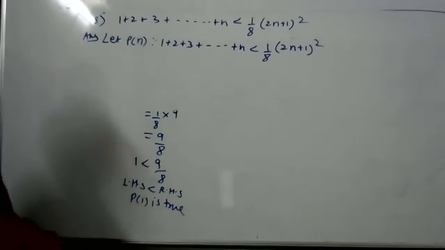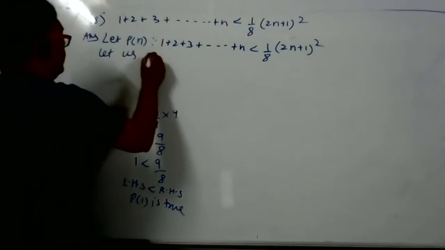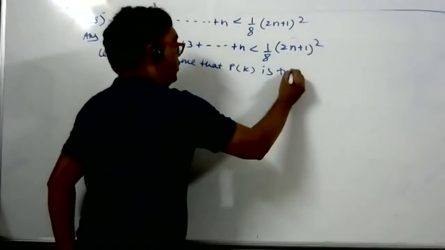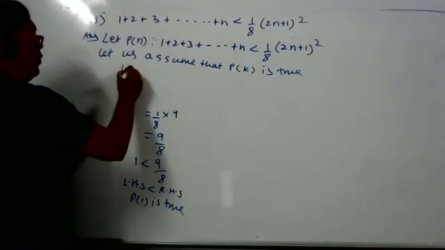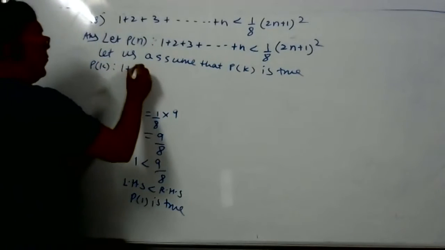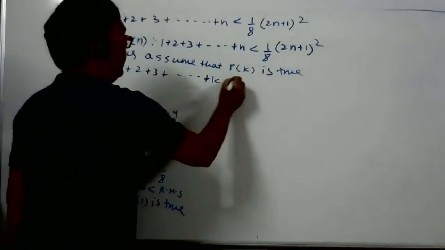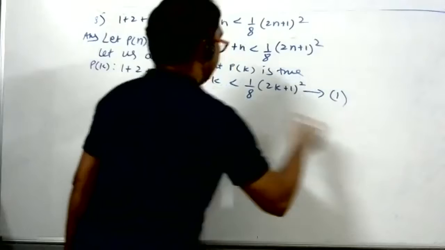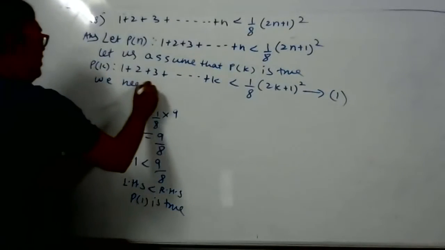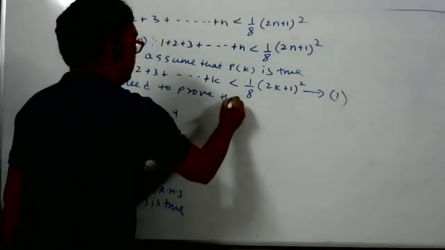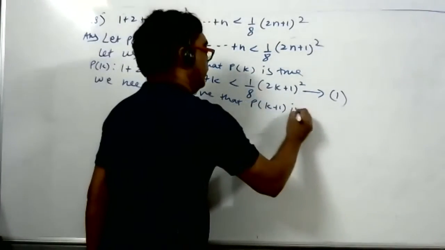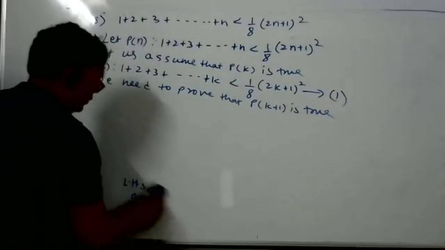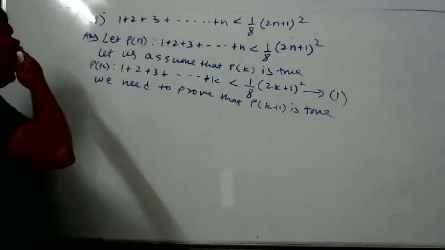Now we'll assume, let us assume that P of K is true. So what is P of K? In the place of n, write K. P of K: 1 plus 2 plus 3 plus ... K less than 1 by 8 (2K plus 1) whole square. This we know. We need to prove that P of K plus 1 is true. Now what happened?